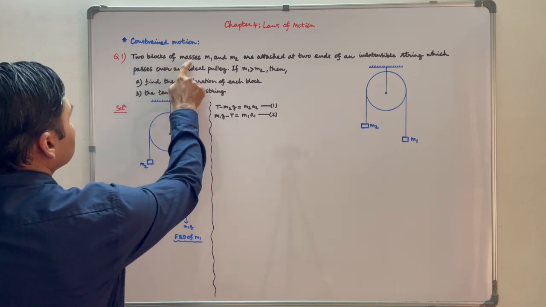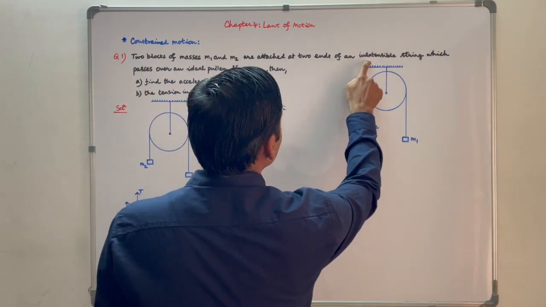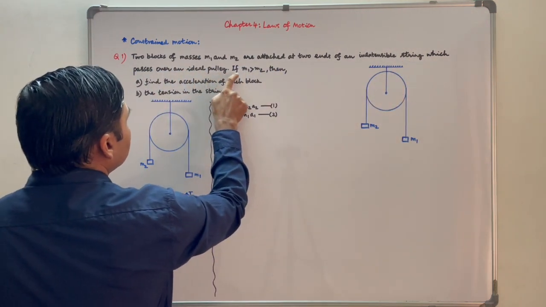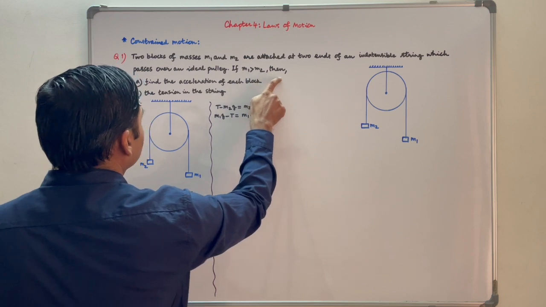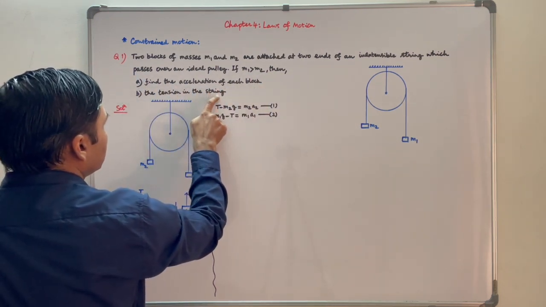Two blocks of masses m1 and m2 are attached at two ends of an inextensible string which passes over an ideal pulley. If m1 is greater than m2, then find the acceleration of each block and the tension in the string.